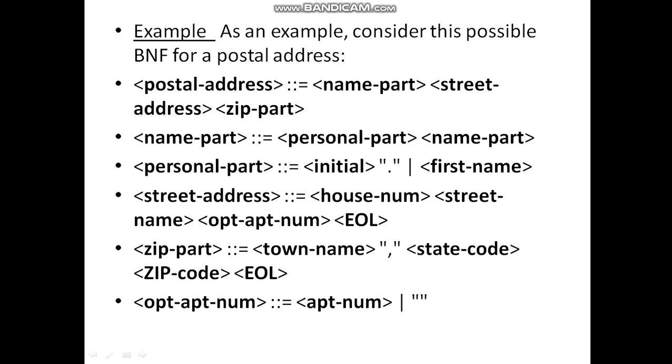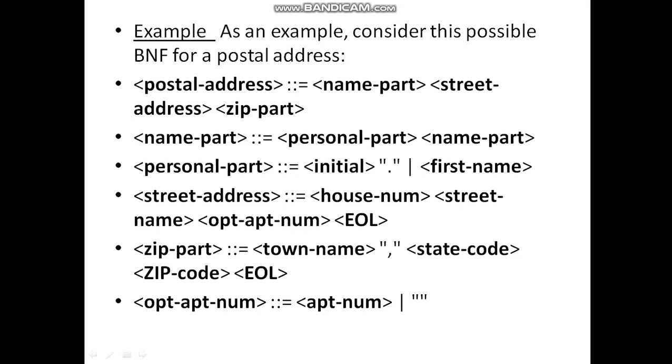Next, street address is defined as house number, street name, and here OPT means optional apartment number, end of line. Zip part is defined as town name, state code, zip code, end of line. And an optional apartment number is defined as apartment number or any other value, or sometimes left blank. So this is an example of a postal address.